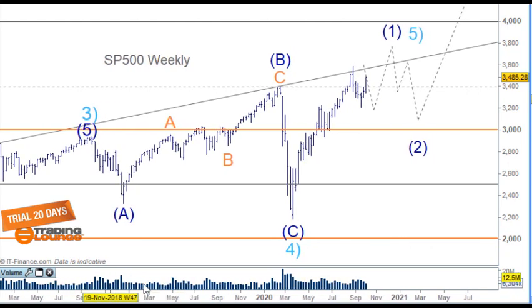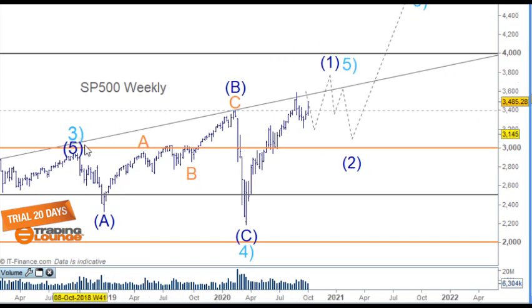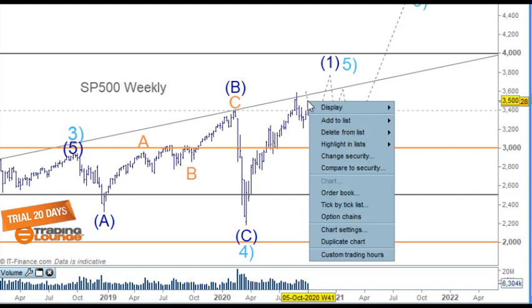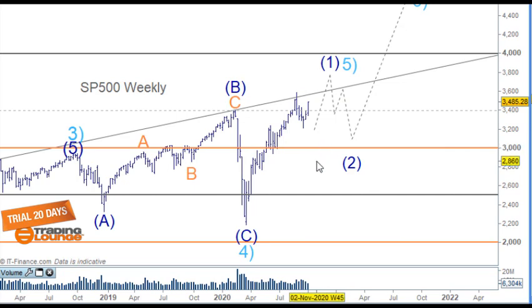So as you can see here, we've got a nice expanded flat correction for wave 4 in this space, and then we're looking up for wave 5 here. As I mentioned before, I figured that this was wave 4 and that we'll be moving up for wave 5, so that seems to be playing out on the right pathway there.